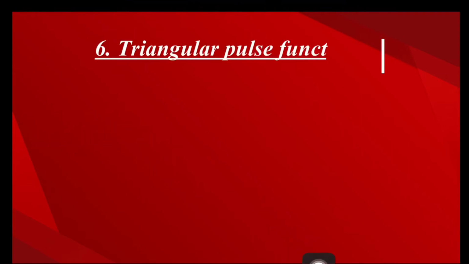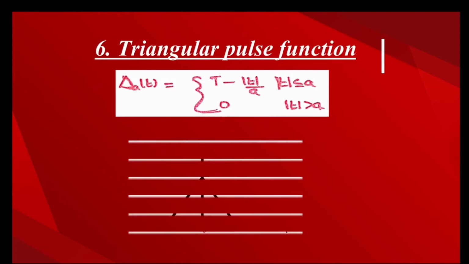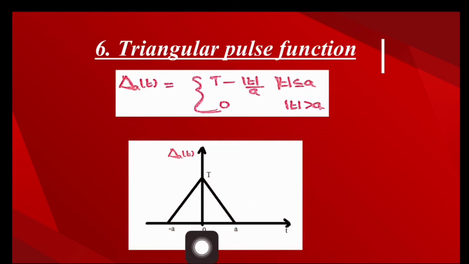After that, triangular pulse function. It is defined as del a of t is equal to 1 minus mod t by a for mod t less than or equal to a, 0 for mod t greater than a. You can see the waveform here. It looks like a triangle.